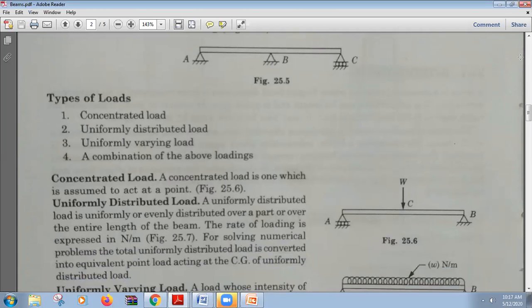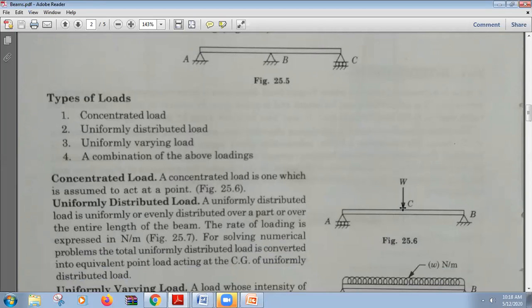One is the concentrated load, or point load, that acts exactly at a particular point, like when we are standing or sitting. Our weight is acting vertically downwards at a particular point. So this is called a concentrated load or point load, a load that is considered to be acting at a single point.